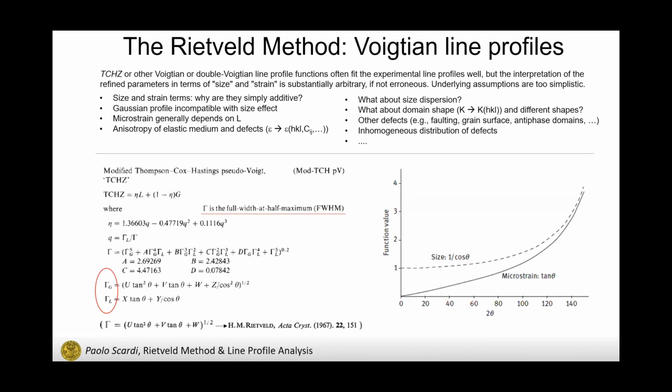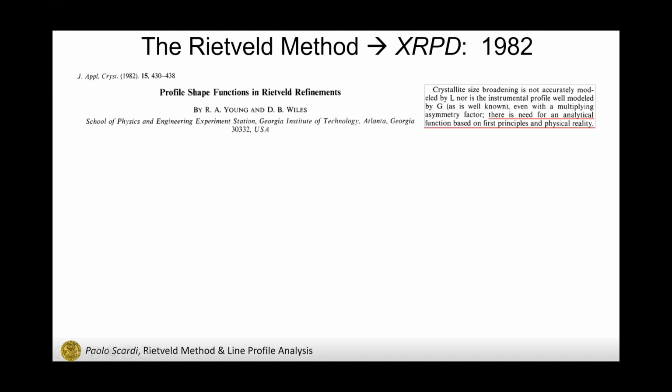So ultimately, the Voigtian line profiles, which often include also corrections for profile asymmetry or various types of aberrations, are good insofar as they fit the data. But care, real care, must be taken in giving a physical meaning to the refined peak profile parameters. So, actually, it is interesting to note that as early as in Young's work in the '80s, the need for going beyond this simple and somehow arbitrary description of line profile already emerged.